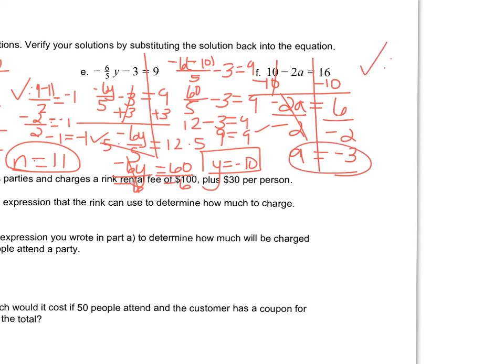And to check, 10 minus 2 times negative 3, does that equal 16? Negative 2 times negative 3 is positive 6. 10 plus 6 is 16.